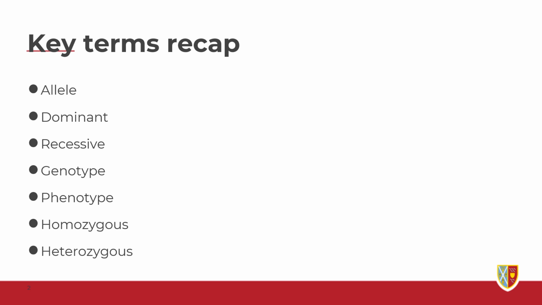Genotype is all of the genes in an organism, whereas phenotype is the actual characteristic that you can see. If I have a genotype of little b for my eye colour, then my phenotype will be blue eyes.